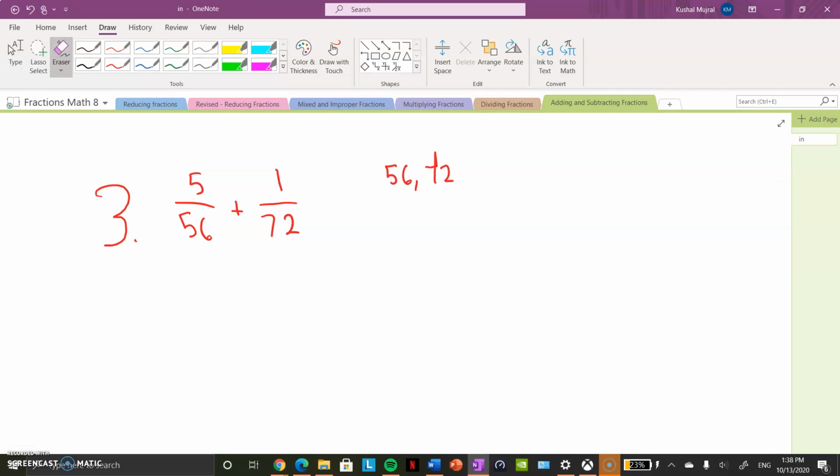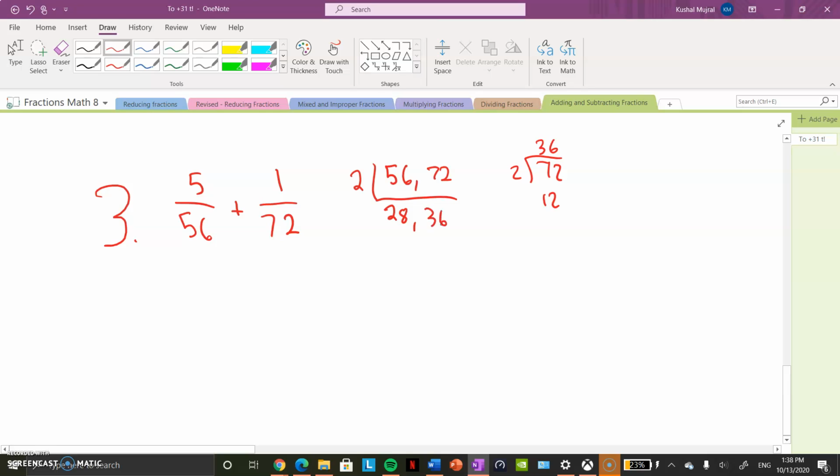And to find the lowest common denominator, we're going to have to put them into a prime factorization. 56, 72, okay? First we put 2, because 2 goes into both of them. And then we're left with 28, and 72 divided by 2 is 36, okay, 36. And then we can divide by 2 again, so we get left with 14 and 18. Then we can divide by 2 again, and we're left with 7 and 9, okay?